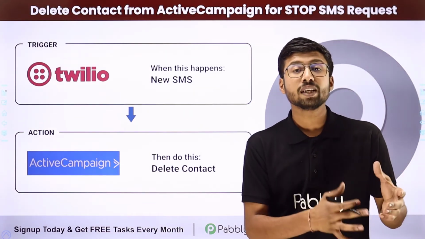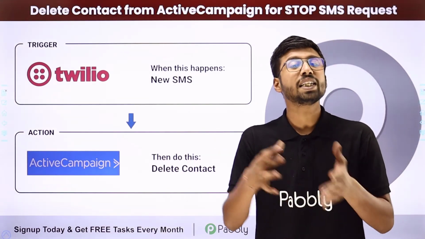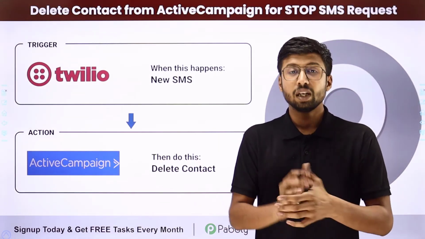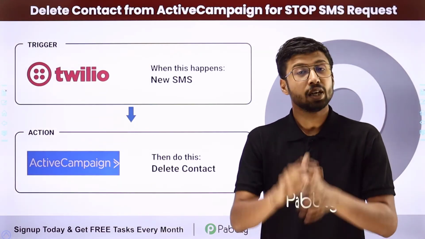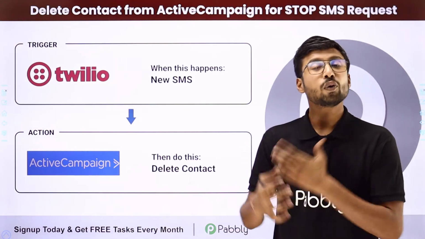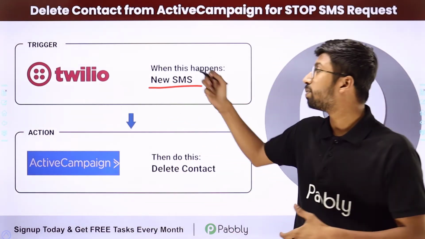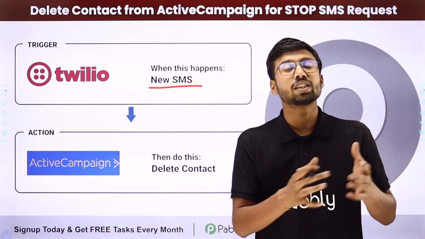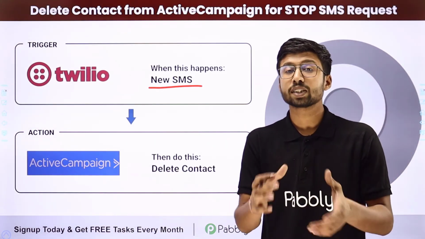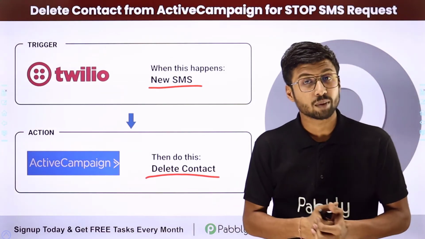And you want that whenever someone sends a stop message to your Twilio number, you delete that contact from ActiveCampaign. Manually doing this process can be very repetitive and time consuming. So why don't you automate it? You can set up an automation in such a way that whenever you receive a new SMS with the stop message in your Twilio number, the customer, the mobile number or the contact who has sent you that message will automatically be deleted from the contact list in your ActiveCampaign account.